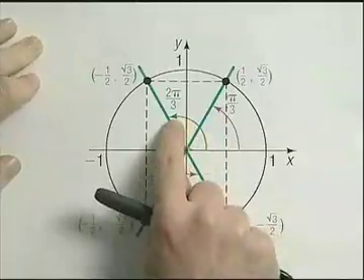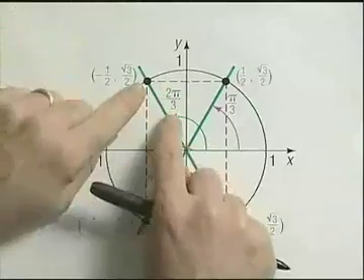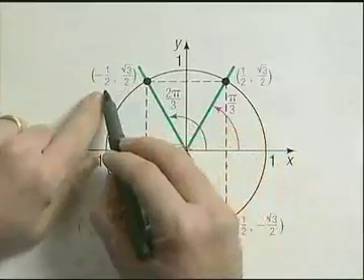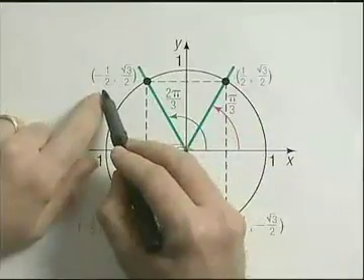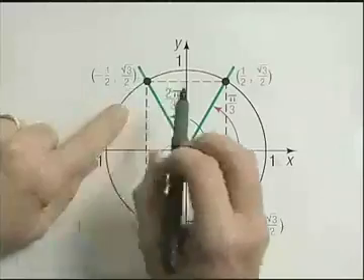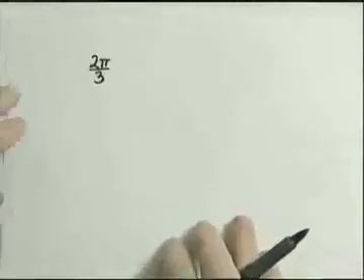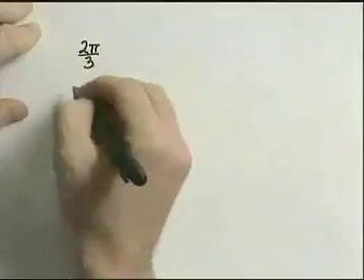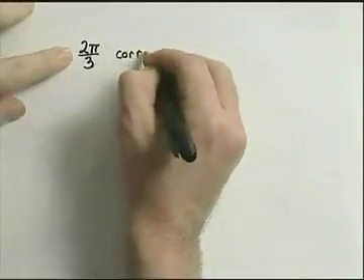So if we draw an angle 2 pi over 3, we find that the terminal side of the angle intersects the unit circle at the point -1/2 comma square root of 3 over 2. So the x-coordinate is -1/2. The y-coordinate is square root of 3 over 2. As long as we remember that and the definitions of the 6 trigonometric functions, we should have no trouble with this problem.